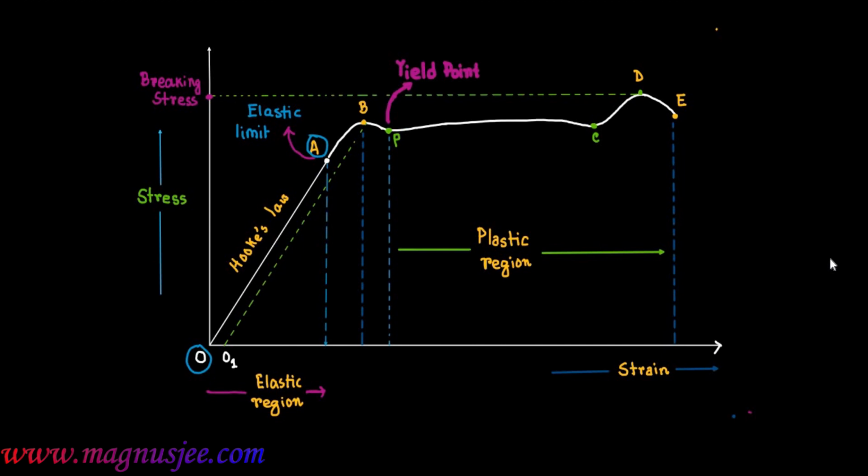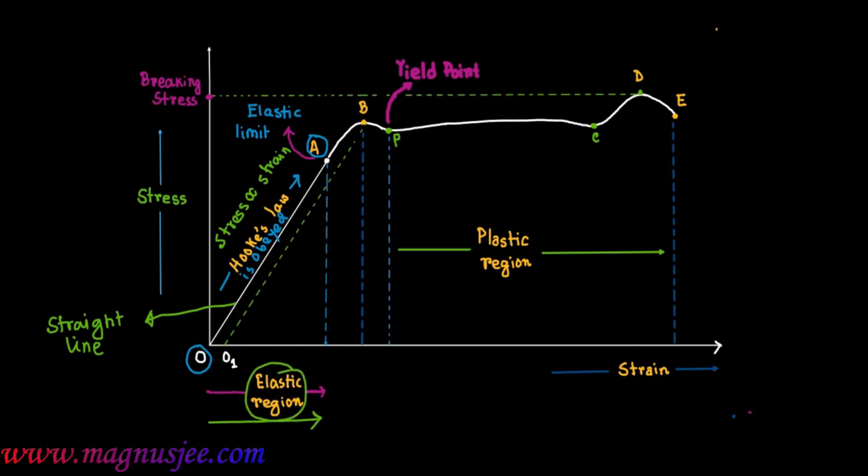And once again, from O to A, Hooke's law is obeyed, and in this region stress is directly proportional to strain. This region OA is called the elastic region, and this portion of the graph is a perfectly straight line. The deforming force at the point A is called the elastic limit.